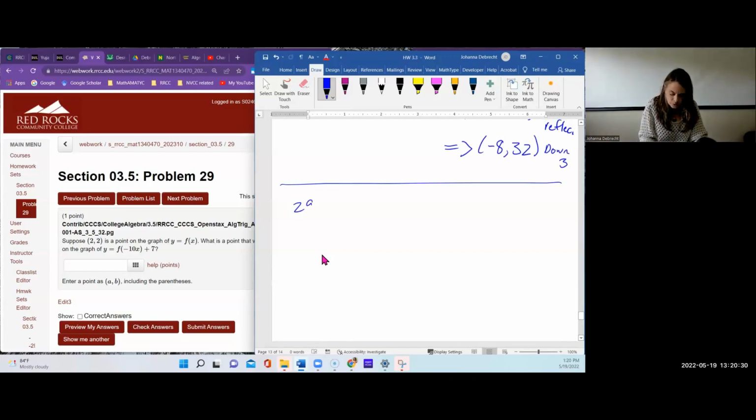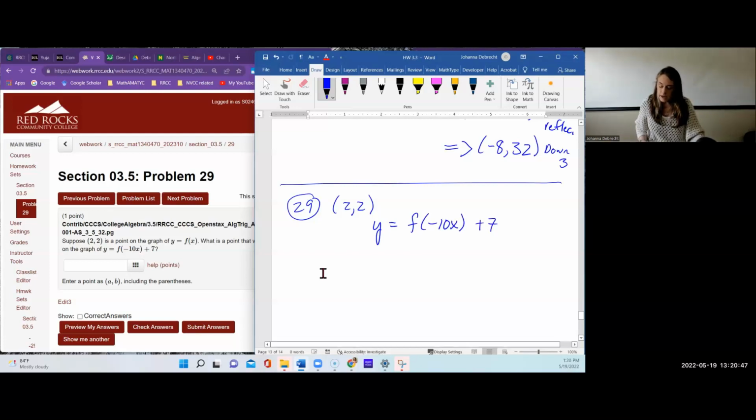In problem number 29, we have the point 2, 2, and it's on the graph of the original Toolkit function. We want to know where it gets sent in the transformed equation, which is y equals f of -10x plus 7. Now, when we're looking at this part right here, we have to think about what gets done first. Notice that the things inside the function notation affect x. So what is happening to the x?